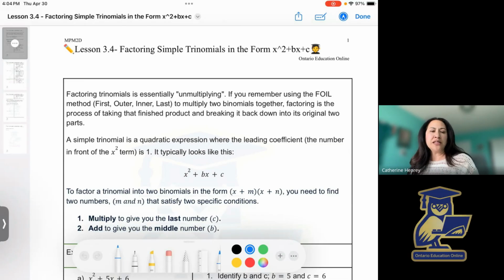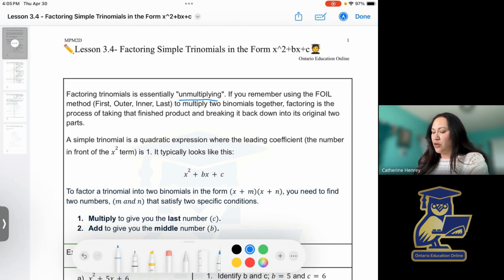Hi everyone, welcome to lesson 3.4, factoring simple trinomials in the form x squared plus bx plus c. So factoring trinomials essentially is unmultiplying, kind of how we can think of it. If you remember using FOIL, the FOIL method for multiplying or expanding our binomials, factoring is essentially the process of taking that finished product and pulling it back down into its original parts.